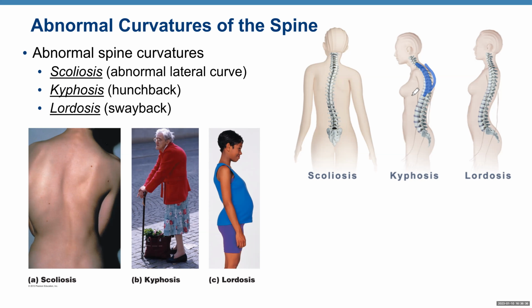Kyphosis is an exaggerated thoracic curvature, and it is common in elderly females affected by osteoporosis. Lordosis is an exaggerated lumbar curvature, and that can be a normal curvature in pregnant females. After she gives birth to a baby, it will be back to normal. So it might be temporary, but if it's exaggerated to the degree that it starts affecting a patient's life and comfort, then we can call it abnormal curvature.